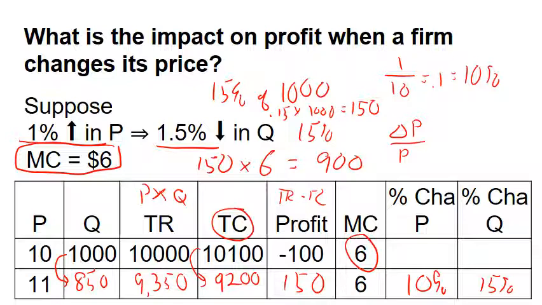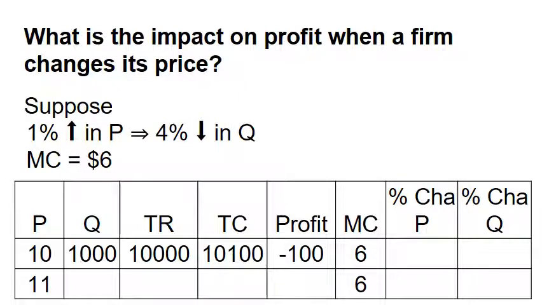Well, now suppose that a 1% increase in price makes quantity fall by 4% instead of the 1.5% we assumed earlier. We're still increasing price by 10%, but now the quantity is going to fall by 40% instead of 15%. It's going to fall by 40%. 4 times 10 gives me 40. 40% of 1,000 is 400, so the new quantity is going to be 600.